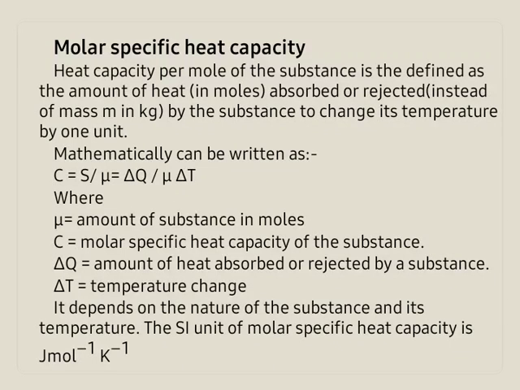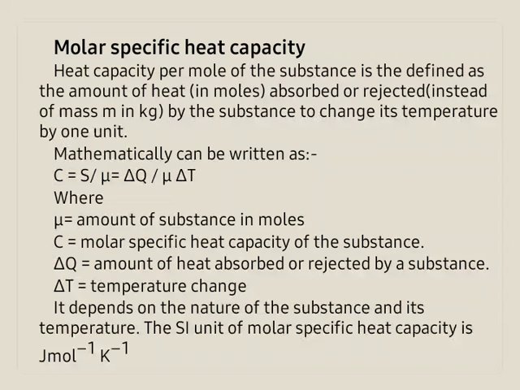And third one is molar specific heat capacity. Heat capacity per mole of a substance is called molar specific heat capacity. It is the ratio of the amount of heat energy absorbed or rejected per unit mole of a substance to the change in its temperature. It is denoted by capital letter C.